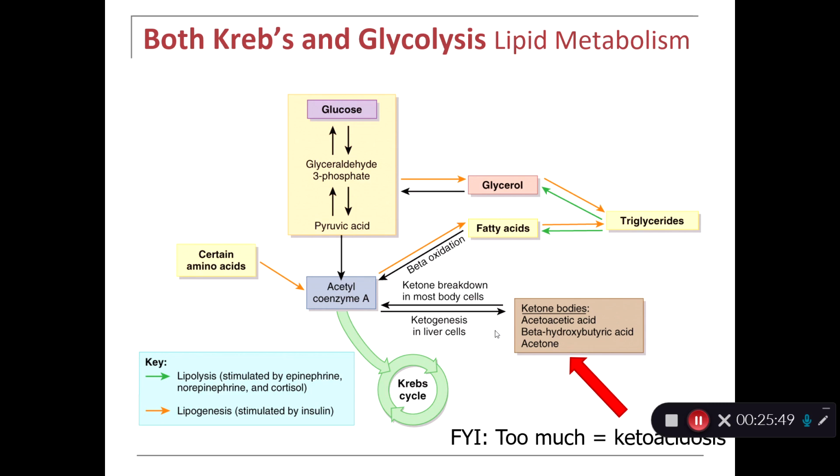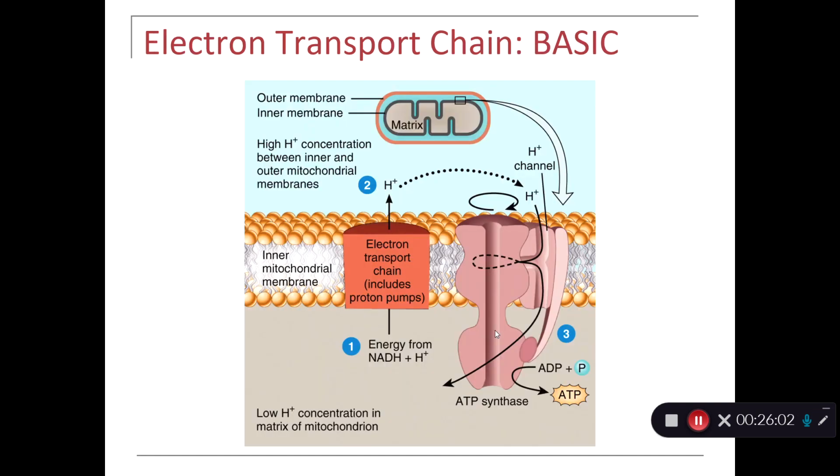This also explains why you can smell that fruity smell in someone's breath. I call it more of a toluene smell, acetone smell that you're going to smell in someone's breath when they're going through diabetic ketoacidosis. Finally, the last step in this video is the electron transport chain. Here's the very, very basic principles of it. NADH brings hydrogens to this inner mitochondrial membrane.